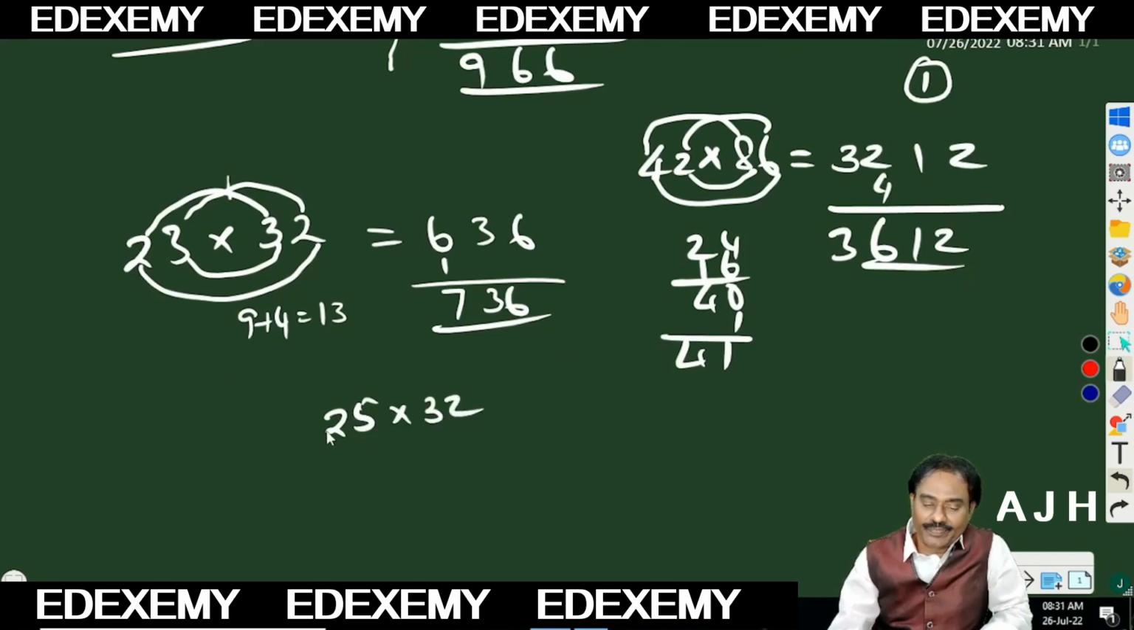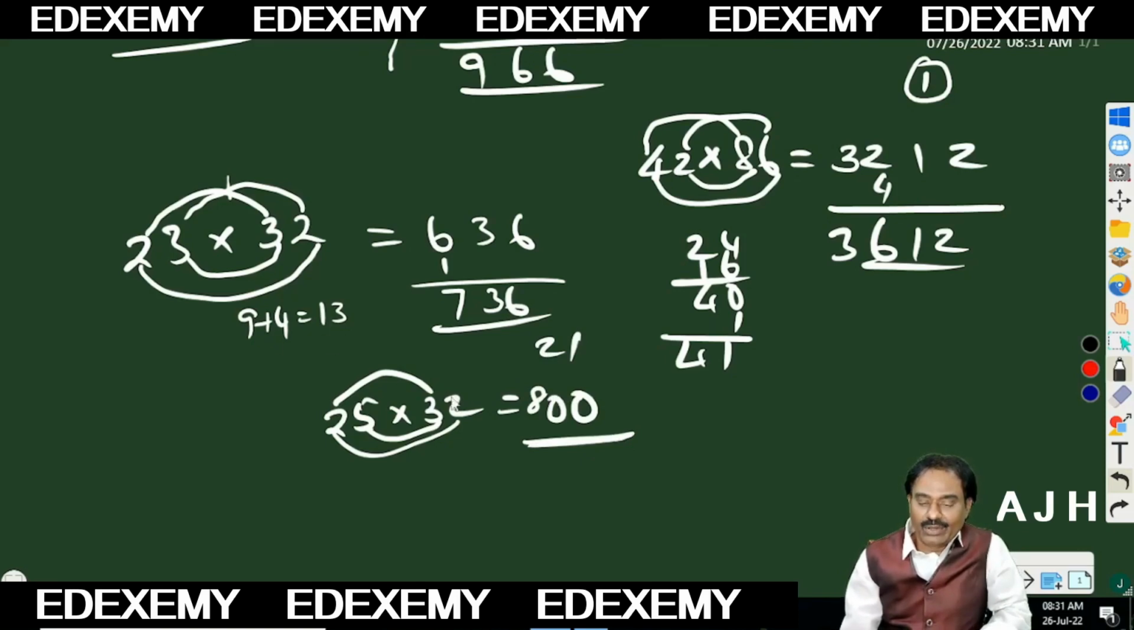Now we will calculate 25 by 32. 25 into 32. 5 2s are 10. Put 0. 1 take over. Now 2 into 2 is 4. 5 into 3 is 15. Therefore 15 plus 4 is 19. 19 plus 1 is 20. You put 0 and 2 taken over. Now you multiply. 3 into 2 is 6. 6 plus 2 is 8. So within 2-3 seconds we can write the answer.